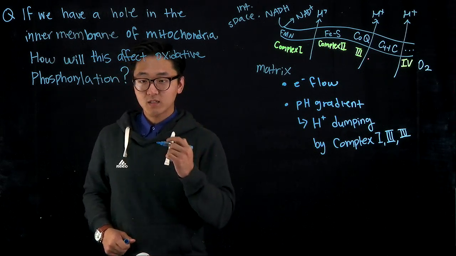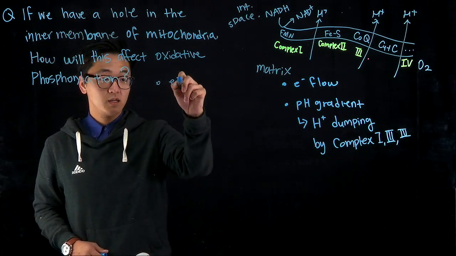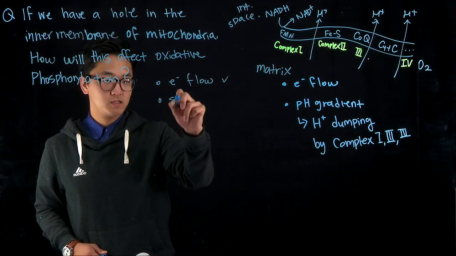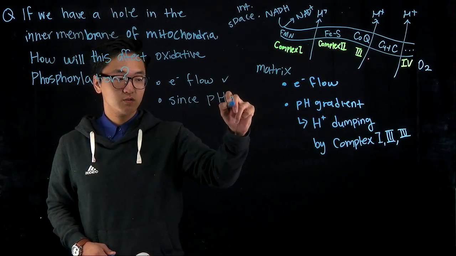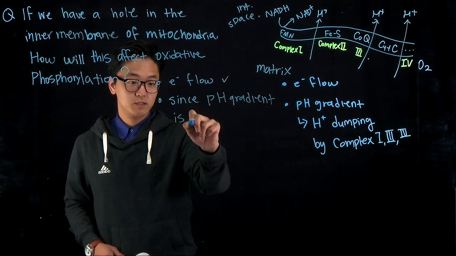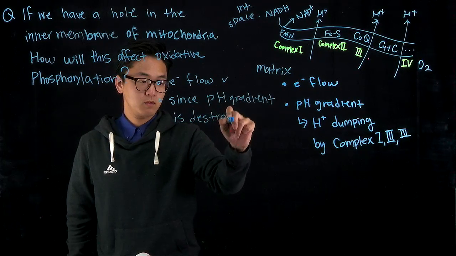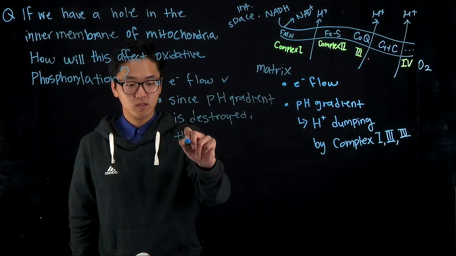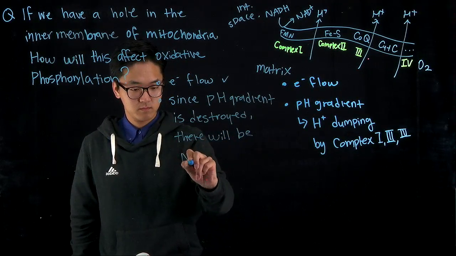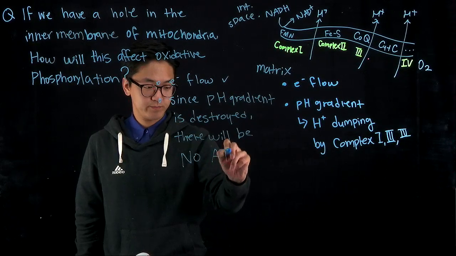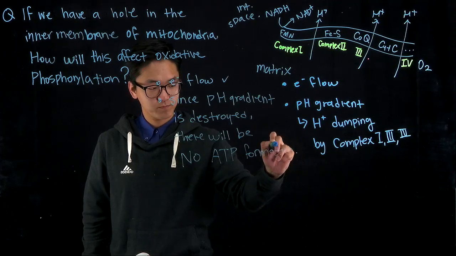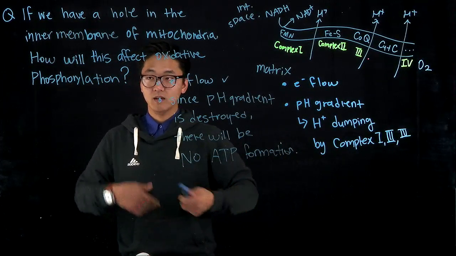And to answer this question, we can simply say electron flow is still going to go, but since the pH gradient is destroyed, there will be no ATP formation. And that is how you answer this question.